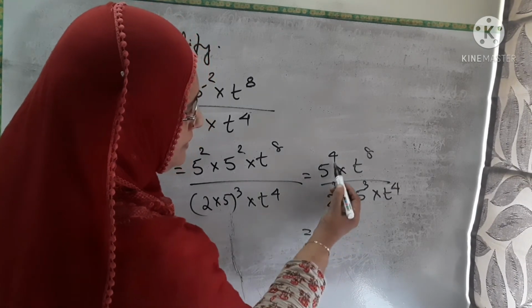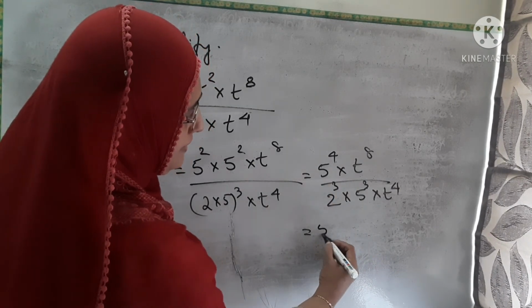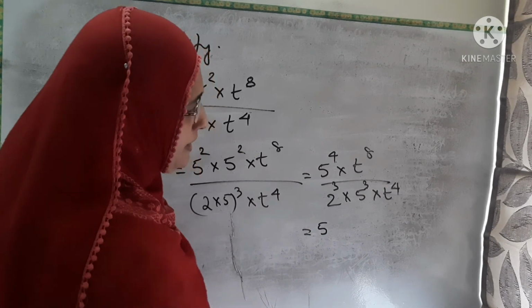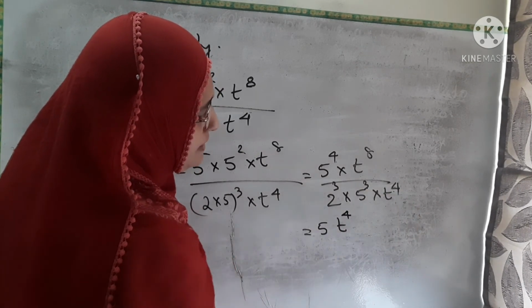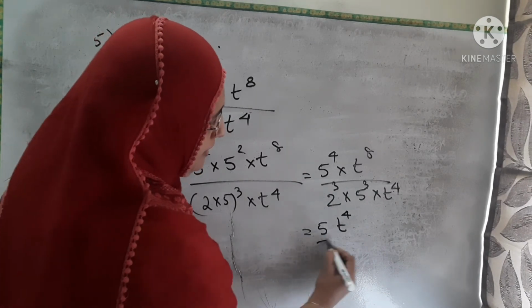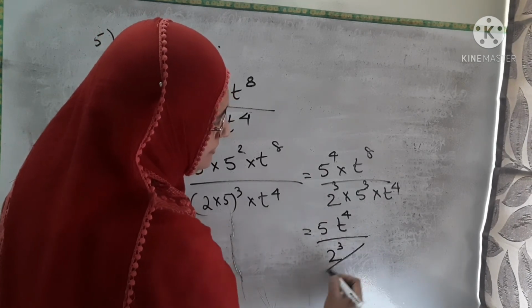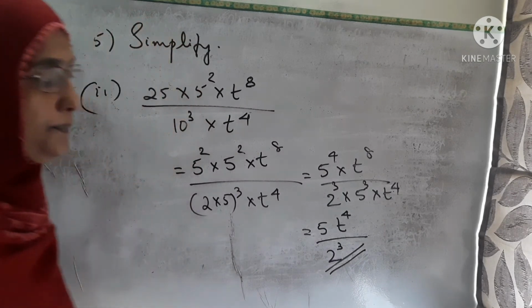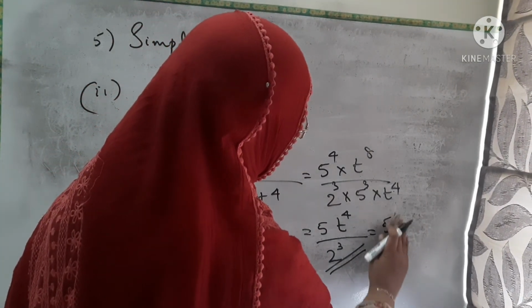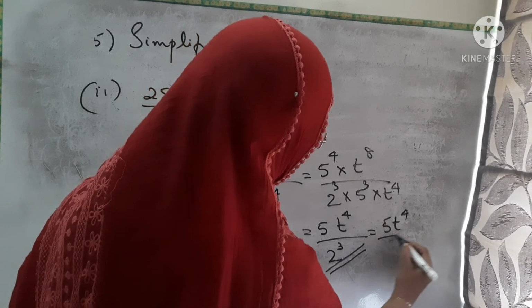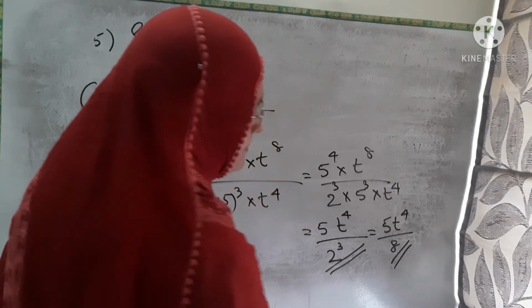So 5 raised to 4 by 5 raised to 3: 5 raised to 4 minus 3, that is 5. 2 raised to 8 by 2 raised to 4: 2 raised to 8 minus 4, that is 2 raised to 4, by 2 raised to 3. What is that? 5 into 2 raised to 4 by 2 raised to 3, it is 8.